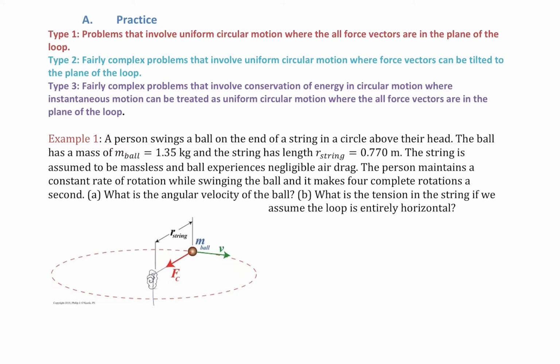Then type 3: fairly complex problems that involve conservation of energy in circular motion, where instantaneous motion can be treated, as I've been saying a couple times, as uniform circular motion for an instant in time, where all the force vectors are in the plane of the loop. Luckily, the ones that have the extra step of energy conservation aren't going to have as many components. You might still have components within the plane of the loop, but you're not going to have components of your forces relative to the radial direction. Either way they can be a little bit complex, but the important thing with type 3 is you've got an extra step of energy conservation, usually relating potential energy to kinetic energy.